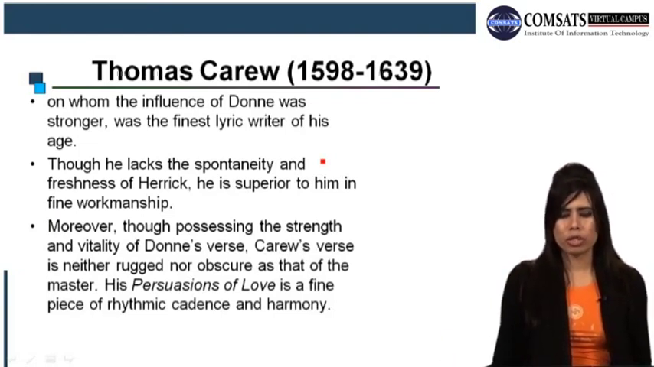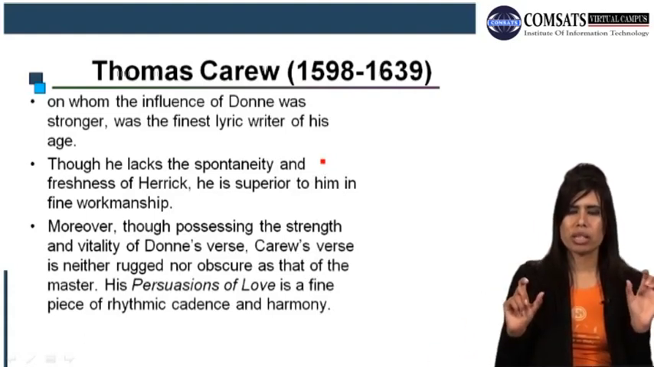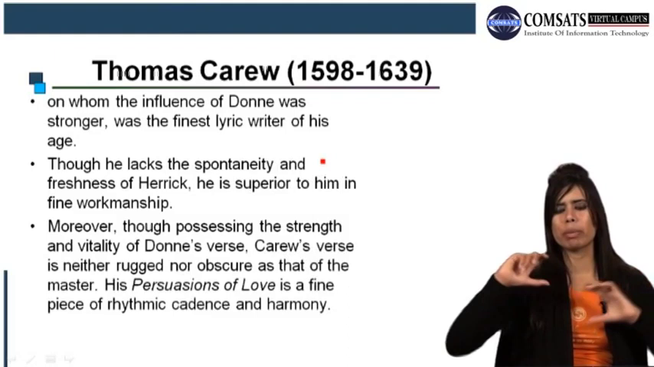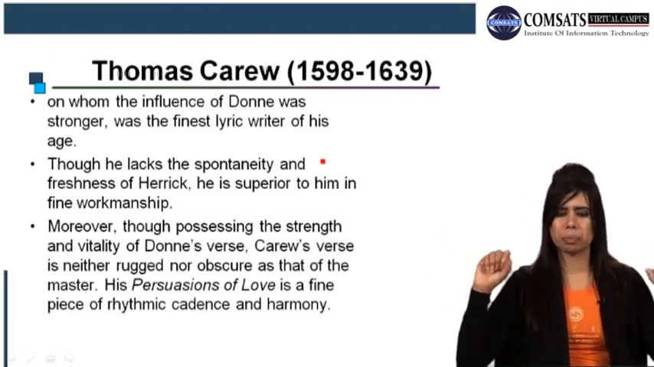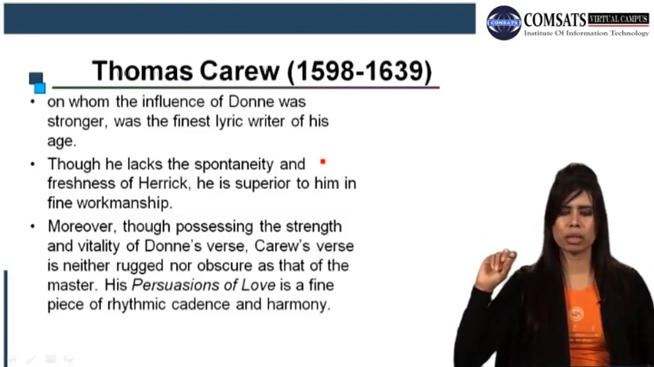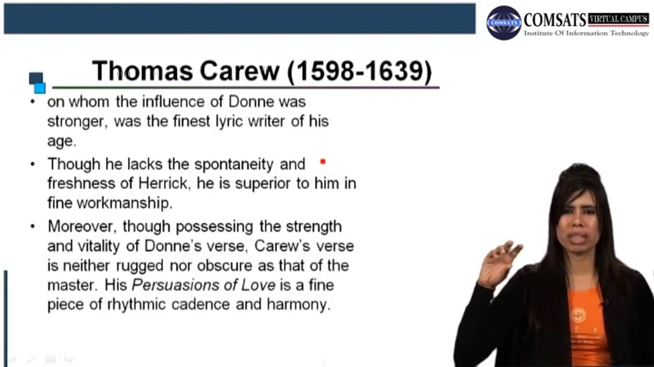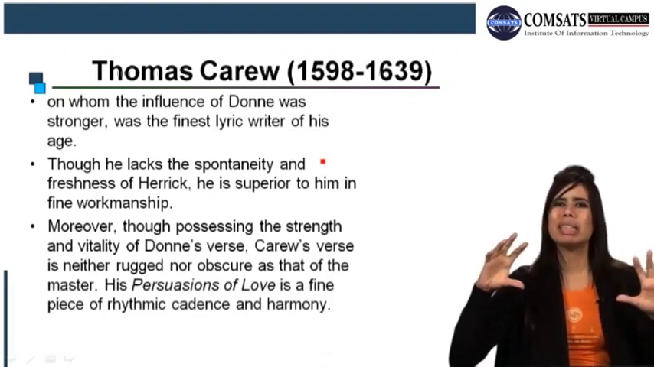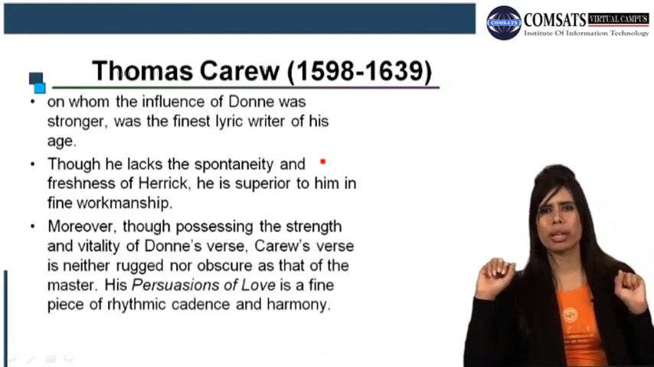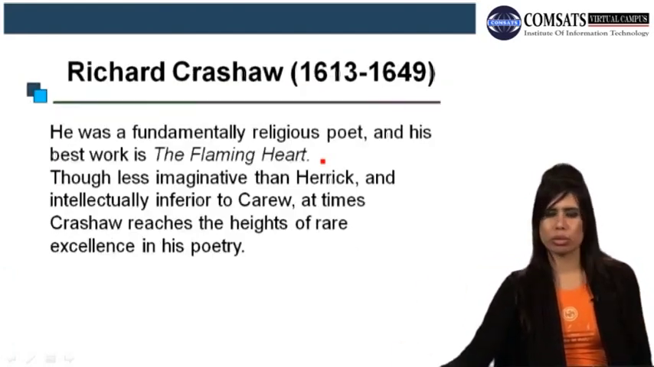His Persuasion of Love is a fine piece of rhythmic cadence and harmony. So here you can see that this is his very popular work, The Persuasion of Love, and this is a piece of rhythmic harmony. Although he possessed the strength and vitality of Donne's verse, his verse is not obscure, not rugged, not much difficult to understand, because the conceits and the literary terms he has used in his works are not that difficult. Fine. So the rhythmic harmony is also there.